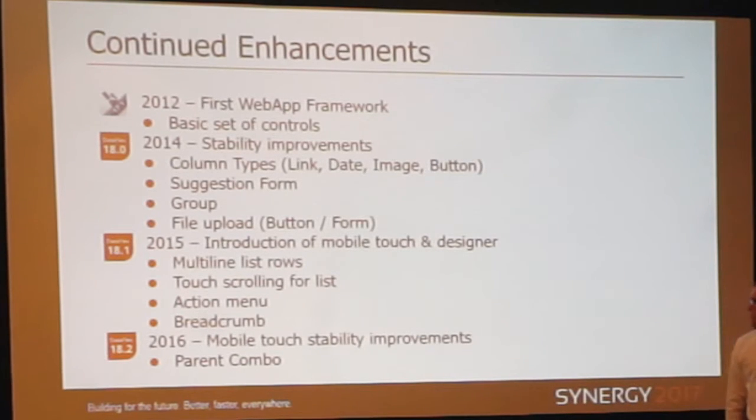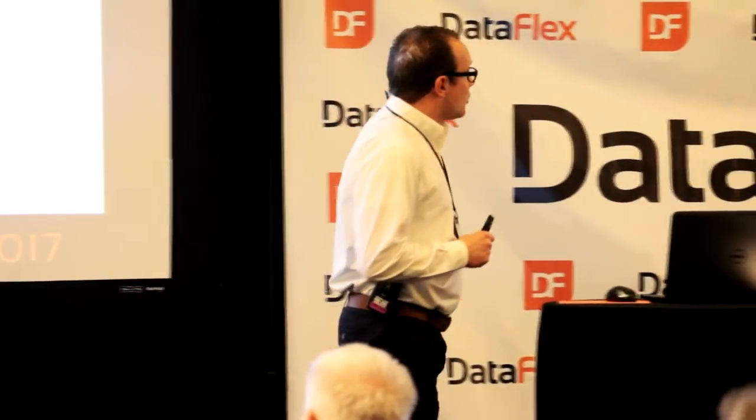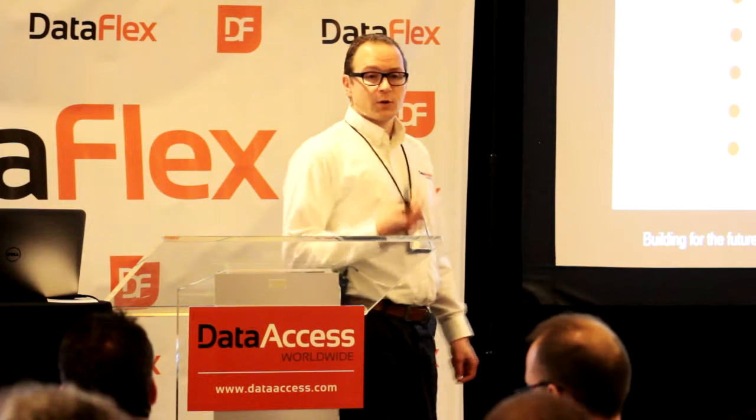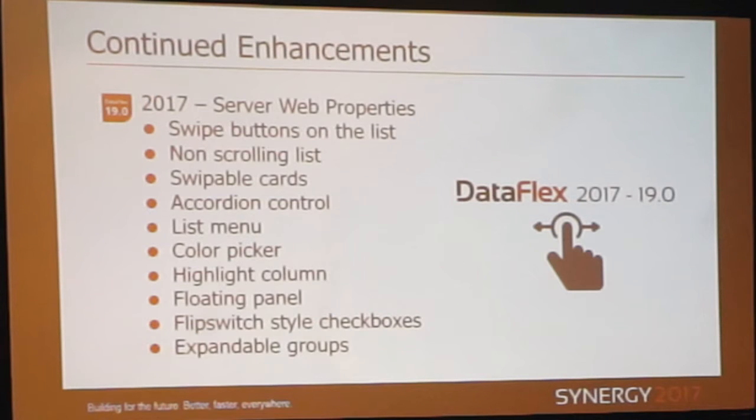2016, 18.2, we did basically stability improvements to the touch framework, so we made it more usable, fixed a lot of bugs, and we added the parent combo. So that was probably a smaller one if you look at it like this. For 2017 we have 19.0 coming up. The biggest change in the framework itself is the support for server web properties, and then there is a whole list of new things that we added. We improved touch support. We invented a non-scrolling list. We added a color picker, and we'll look at that in a little more detail during the presentation.